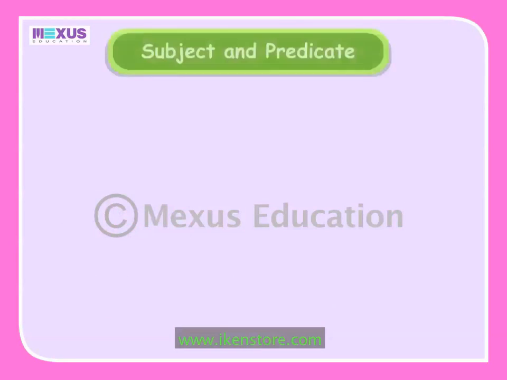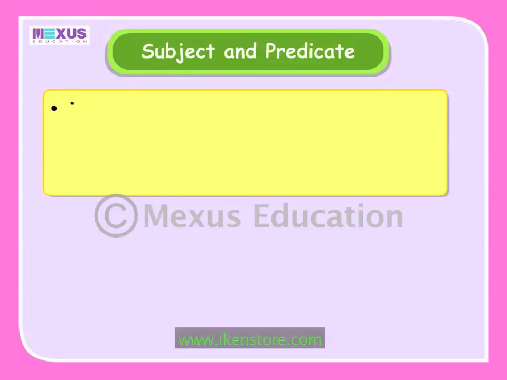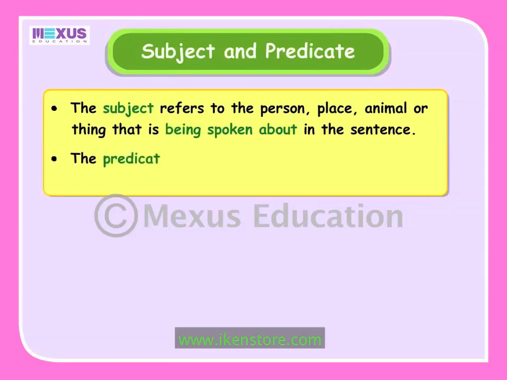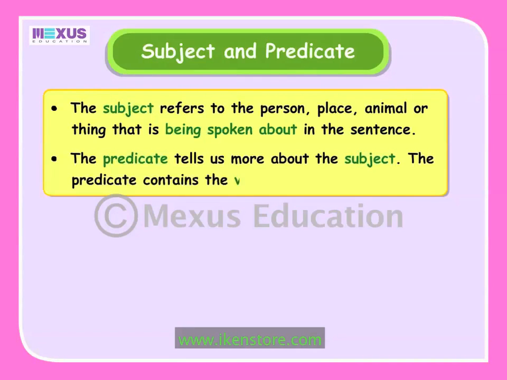Let's also revise the meaning of a subject and a predicate. The subject refers to the person, place, animal, or thing that is being spoken about in the sentence. The predicate tells us more about the subject. The predicate contains the verb.